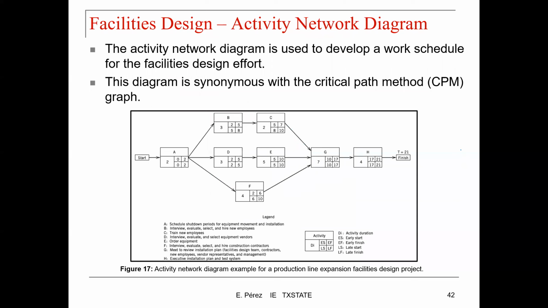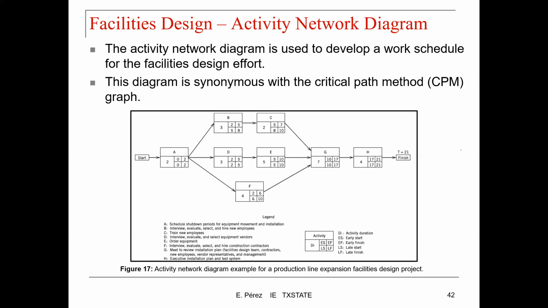The next diagram is the activity network diagram. In this one, the activity network diagram is used to develop a work schedule for facilities design efforts. This diagram is synonymous with the critical path method, which is discussed in other courses. So here we see another use for this diagram.